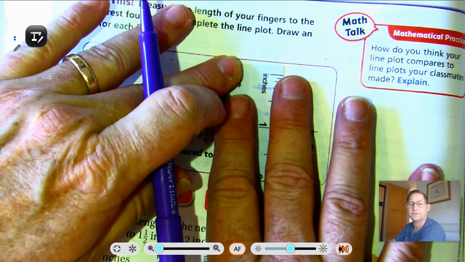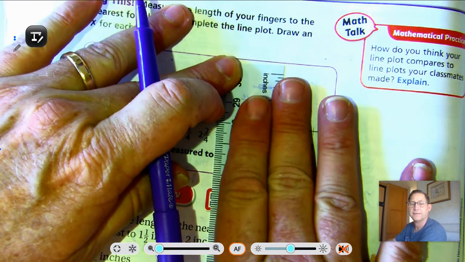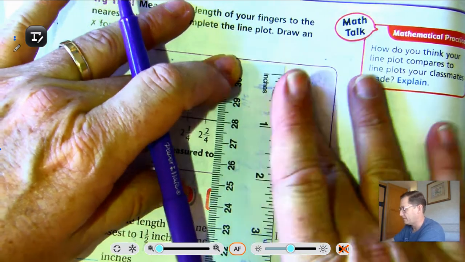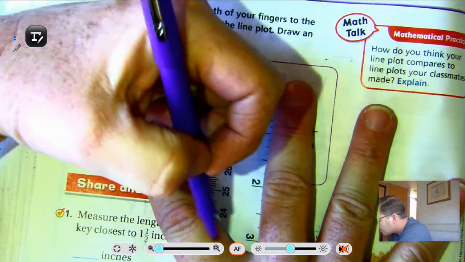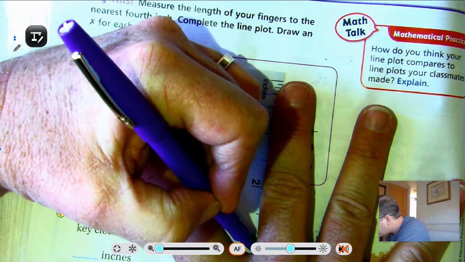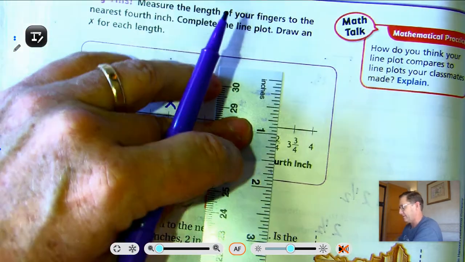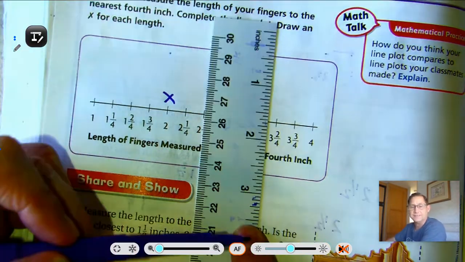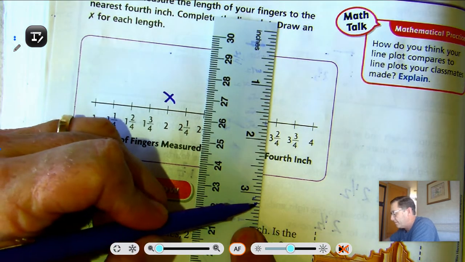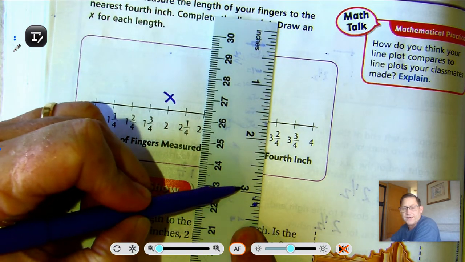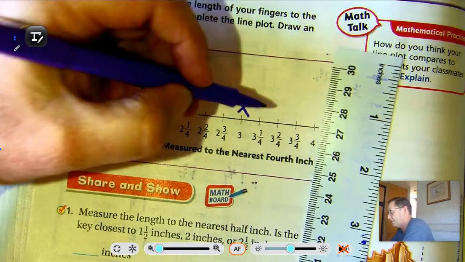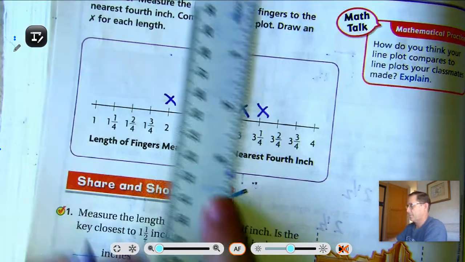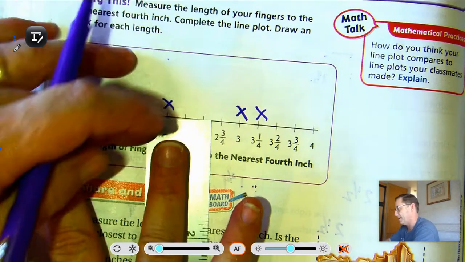Finger, let's see, starts at 0 and is going to end. I'll put a little mark right there. So it ends at this mark here. So it's in between 3 and 3 and 1/4. It's real close to 3 and 1/4. Next finger.